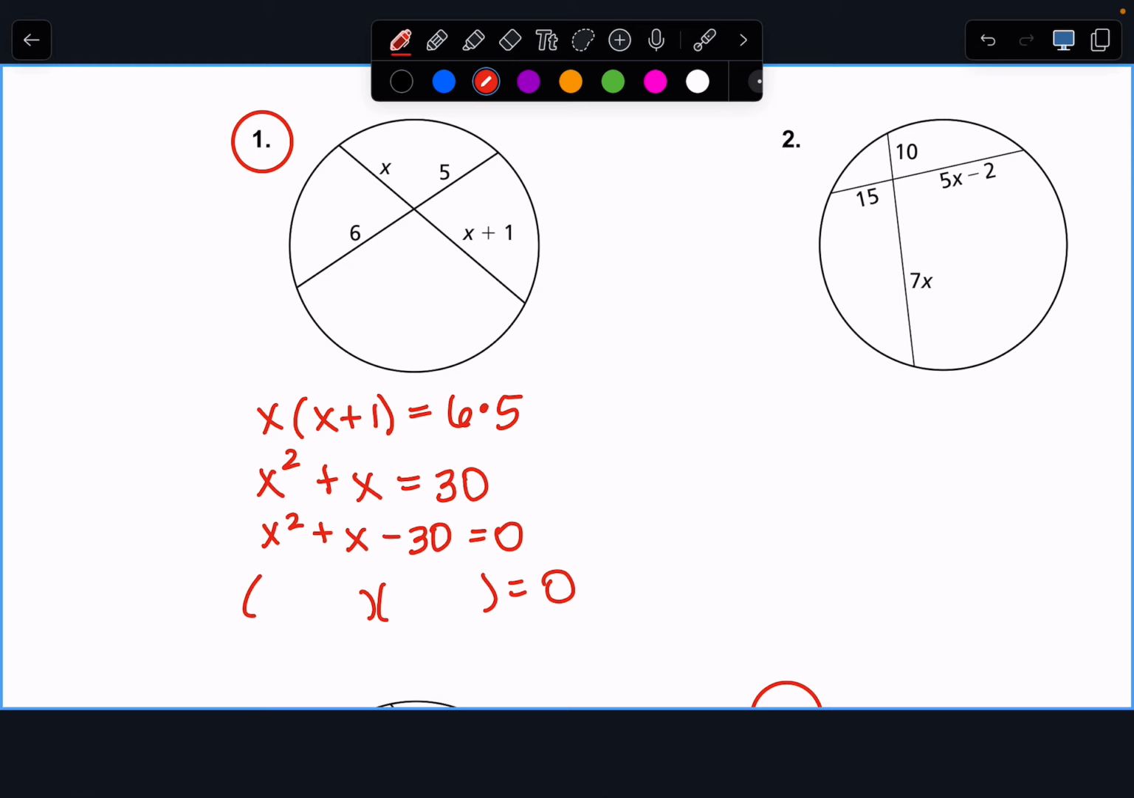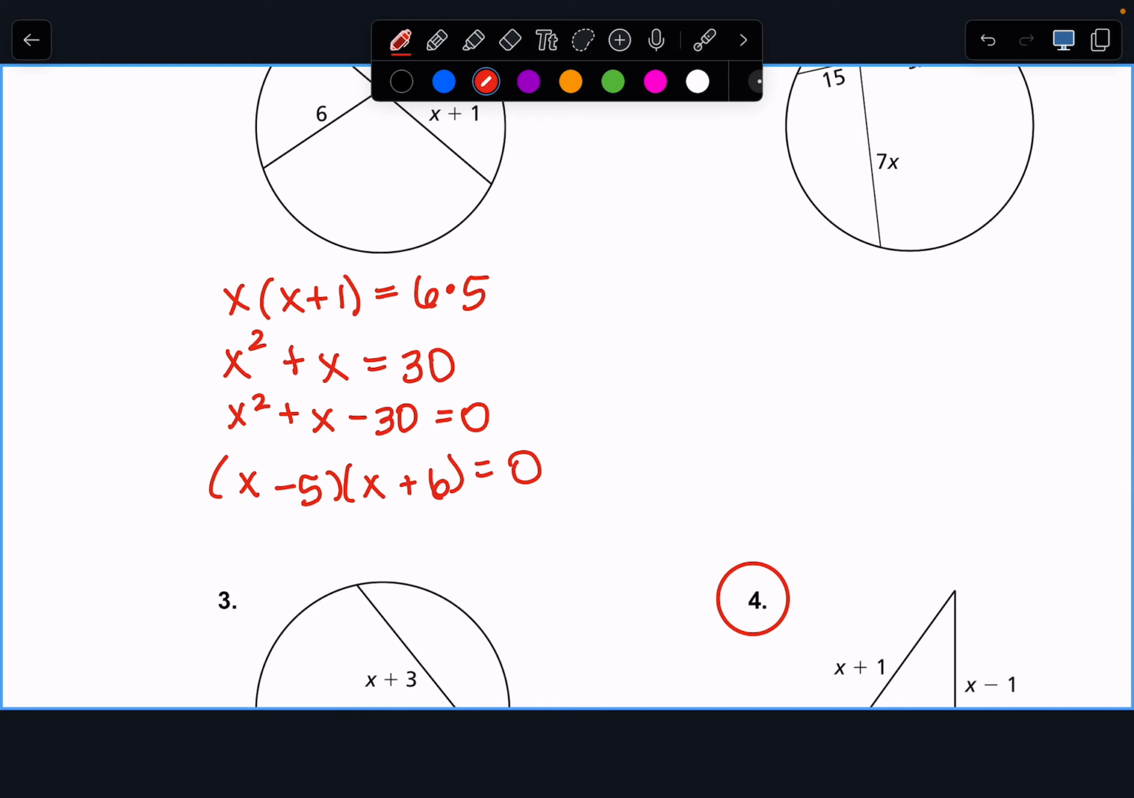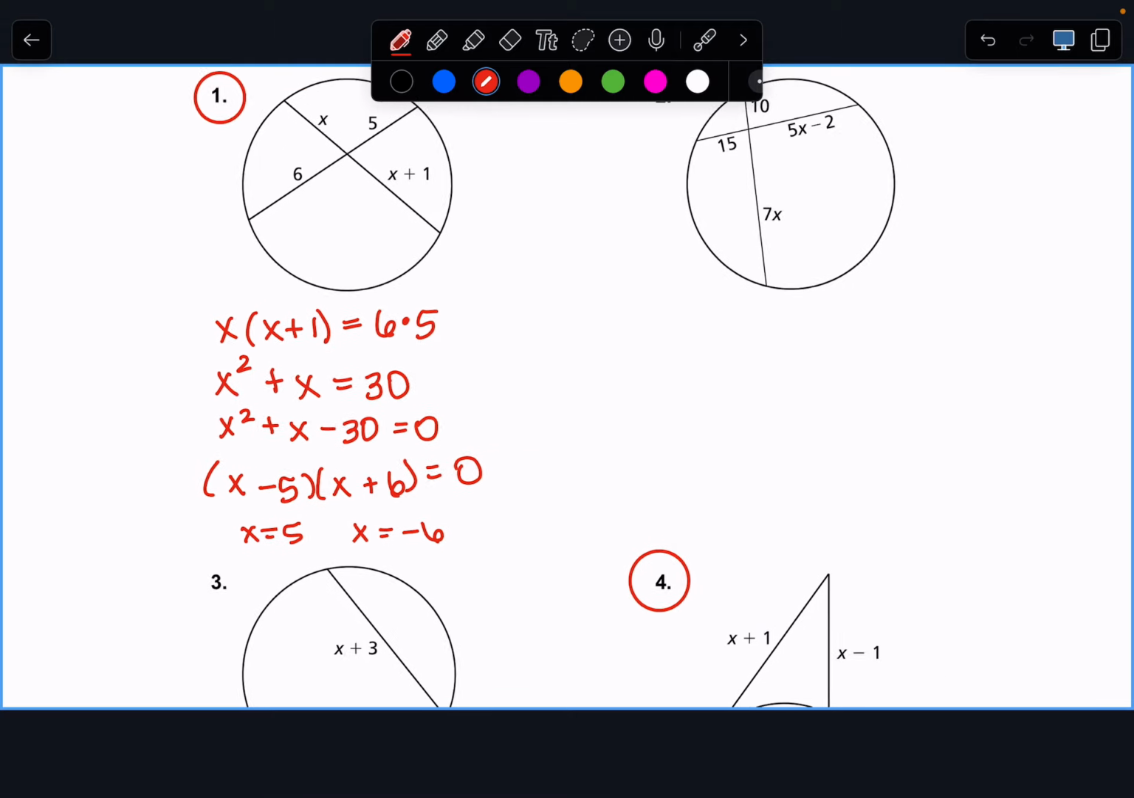Conway, what does this factor to? What multiplies to negative 30 but adds to 1? Negative 5 and plus 6. Okay, so if x minus 5 times x plus 6 equals 0, then x equals 5 and x equals negative 6.